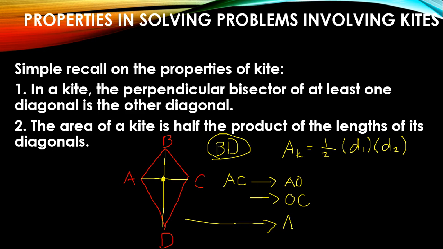So based on the given illustration, I can write the formula that A sub k, or the area of the kite, is equal to 1/2 times, I will make D sub 1 the diagonal AC, times BD, that serves as D sub 2. So this is the formula based on the given illustration if you're going to find the area of the kite.